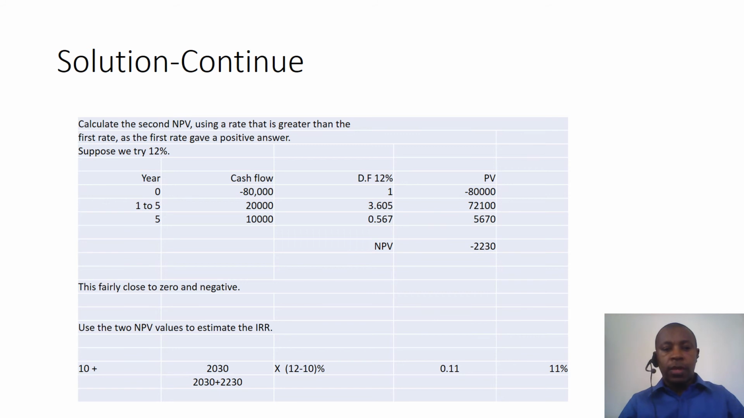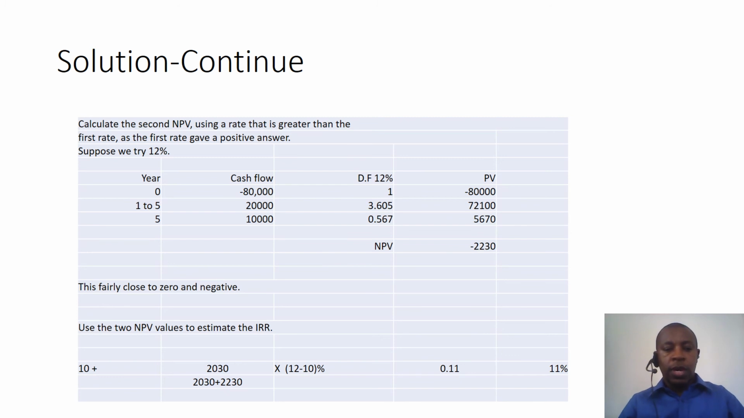3.605, multiplied by $20,000, gives a present value inflow of $72,100. Year 5, cash inflow of $10,000, discount factor is 0.567, multiplied by 10,000, gives $5,670. Add together outflows and inflows, and we get a negative NPV of $2,230. This is fairly close to zero and negative.